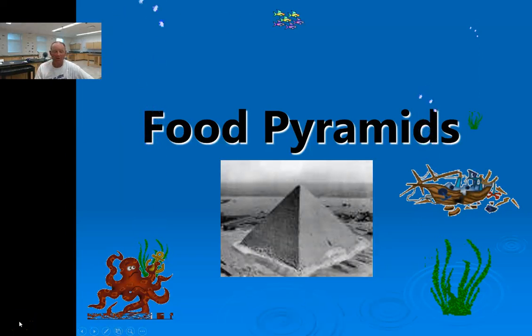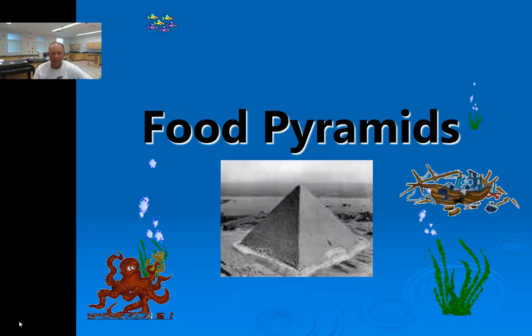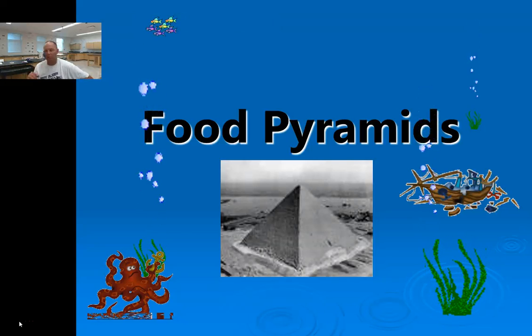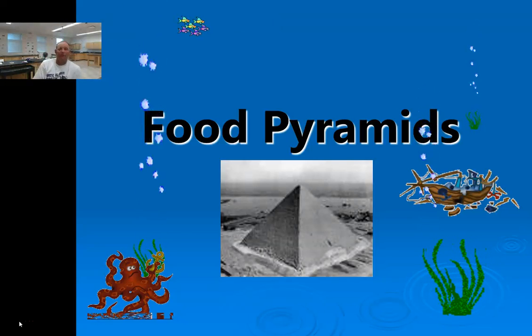Okay, so here we go. We're going to talk about food pyramids. This will be on page 7 of your lab notebooks. The top of the page says food pyramids, and we're going to go through this. We're going to give you an idea of what a food pyramid is.